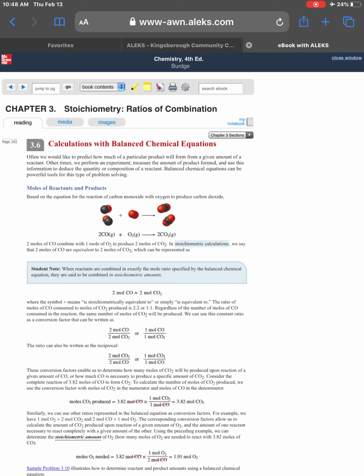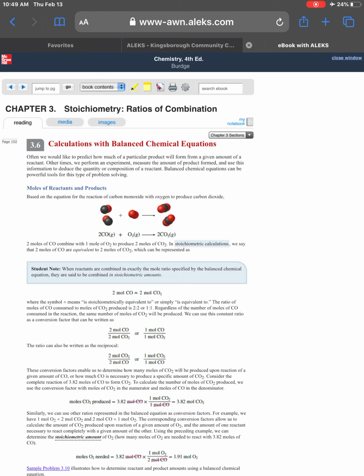So the balanced equation, if you recall, we need to balance equations when we do calculations. The balanced equation is 2CO in gaseous form plus O2 in gaseous form to form 2CO2 in gaseous form. Let's check the balancing. On the reactant side, the left side, there are 2 carbons. And on the right side, the product side, there are also 2 carbons. Now let's check the oxygen.